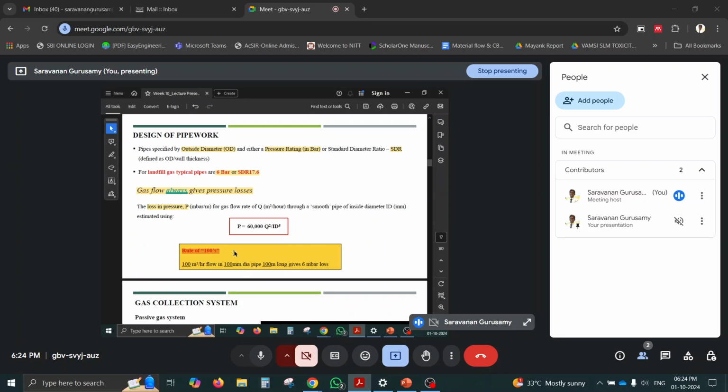Okay, so this pipe specification is based on outer dia and the pressure rating, and then the standard diameter ratio, that is called SDR. The typical landfill gas pipes are 6 bar, SDR 17.6. These are the pipes we are going to use for landfill gas collection systems. Okay, that is how the pipe works. Specification you can say 6 bar, SDR 17.6. So the gas flow always gives pressure loss.